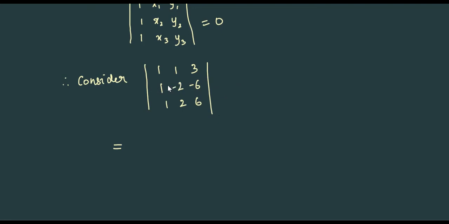Some of you may be familiar with this, or both of you may be familiar with this, how to evaluate determinants. If not, then hear this, how to evaluate determinants. So we take the first row: 1, 1, 3. The elements of the first row.